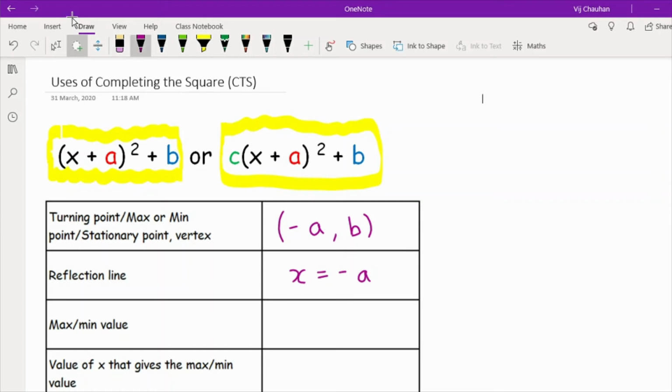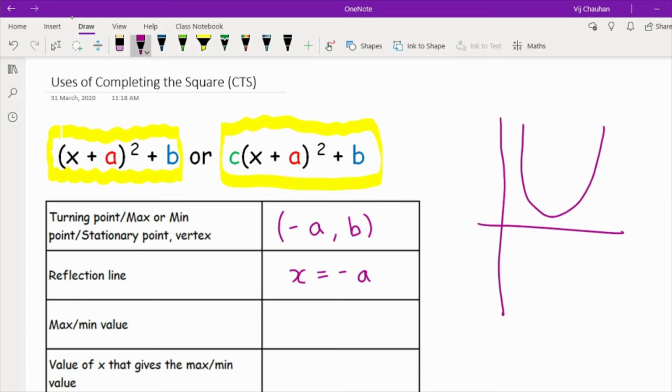So for example, if I had a parabola, then the smallest y value, because it's a positive parabola, is going to produce a minimum point. So the minimum value is going to be at this point here. That is my minimum value that the quadratic could take. If I was to have a negative parabola, then I would be looking at a maximum value. So this would be the maximum value that the quadratic could give me.